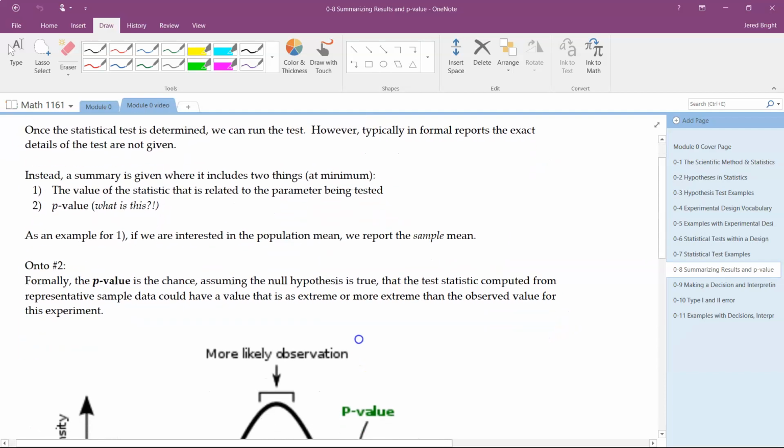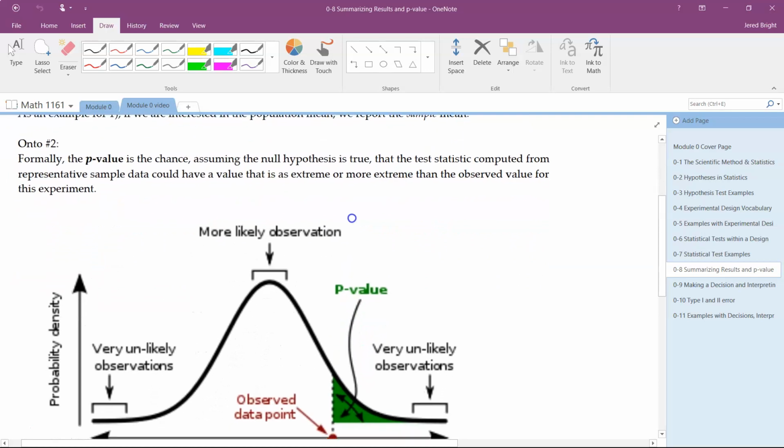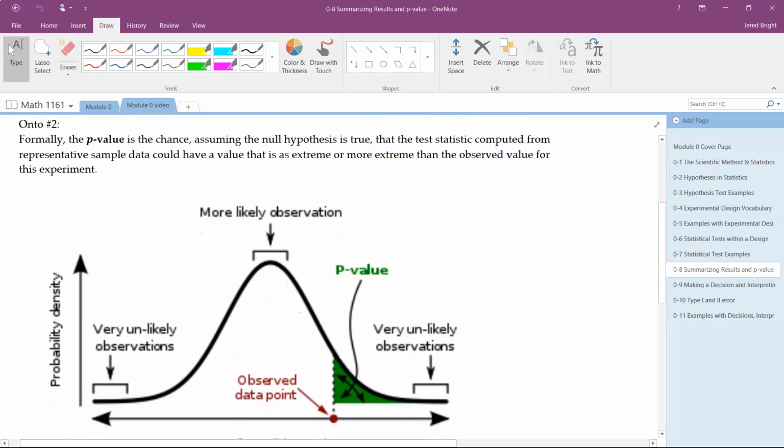Okay, that's a very tricky concept. So here's the formal definition. It says a p-value is the chance, assuming the null hypothesis is true. So we have to think under the null hypothesis what happens. The chance that the test statistic that we calculate, so the sample mean, for instance, could have a value as extreme or more extreme than what we got.